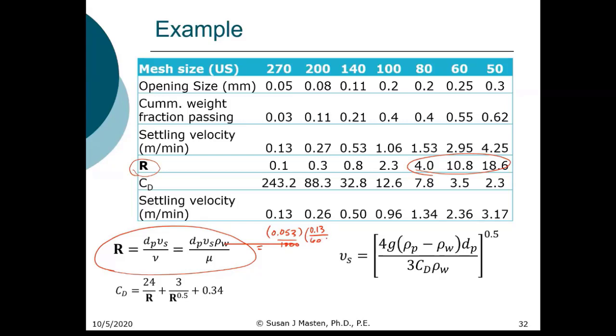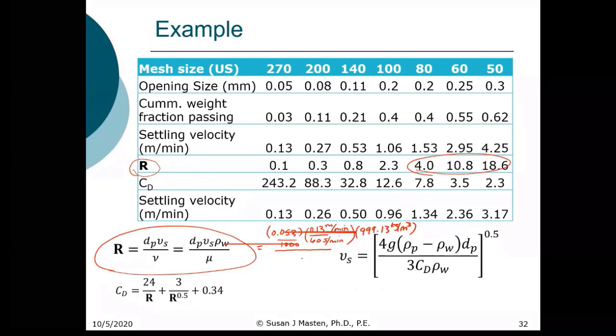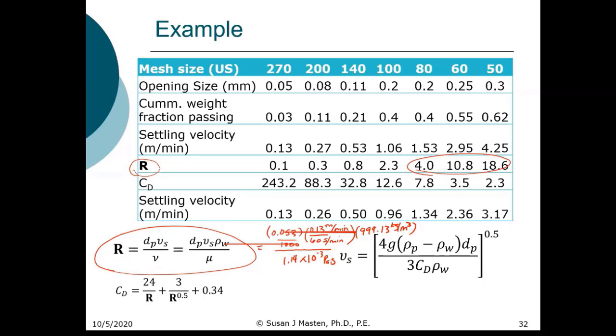So I'm going to divide by, this was meters per minute. And then I will divide that by the kinematic viscosity. So times the density of water divided by mu, the viscosity. And that would give us this Reynolds number. So this is equal to 0.1. So that's this Reynolds number.